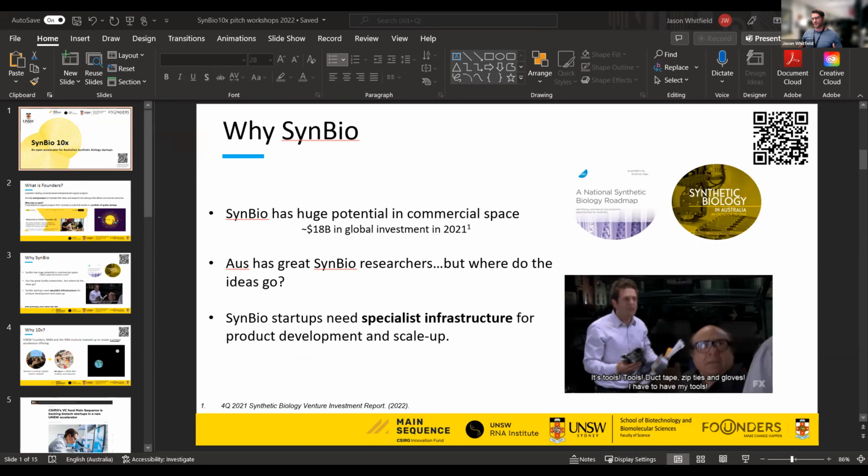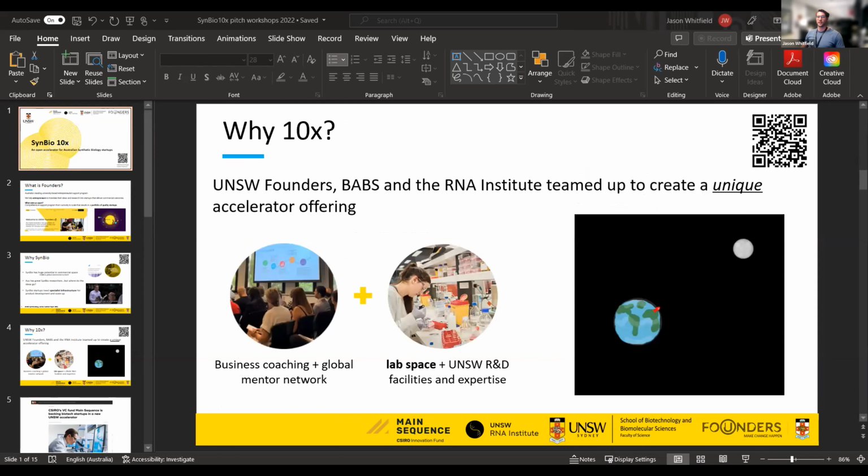And one of the other reasons we want to create an accelerator for this is we recognize that in this sector, you can't just work on this in your parents' garage, legally or infrastructure-wise. You need a lot of specialist infrastructure in terms of equipment, chemical reagents, and so forth, to actually get in the lab and do that product development and scale up. And we recognize that UNSW Founders, being a university, is well positioned to address that.